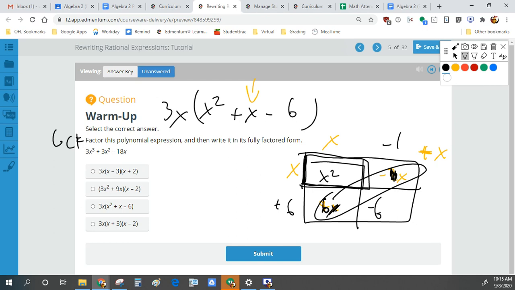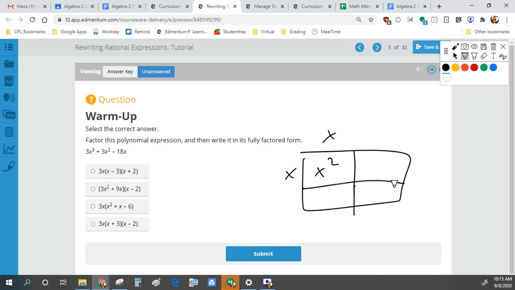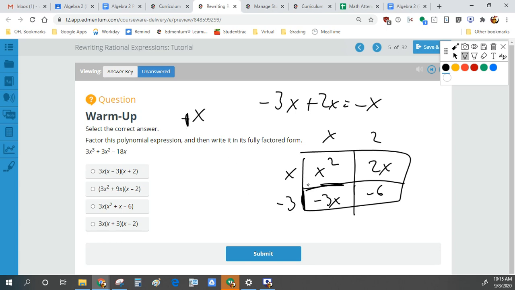Why is it not negative 3 and positive 2? That's a good question. So let me show you why it's not negative 3 and positive 2. Thank you for asking that. So let's say I did negative 3 and a positive 2. What would have happened here is negative 3 times x would have been negative 3x, and then 2 times x would have been 2x. Well, if I add negative 3x plus 2x, I get negative x. Remember, I wanted that positive x?